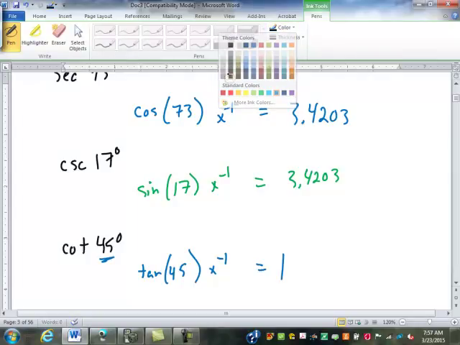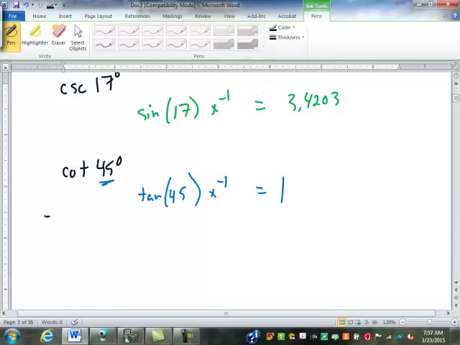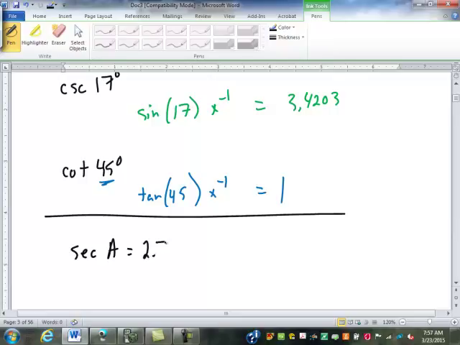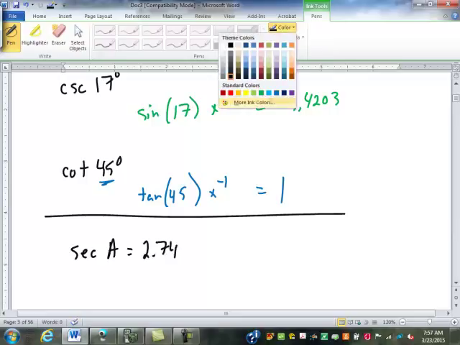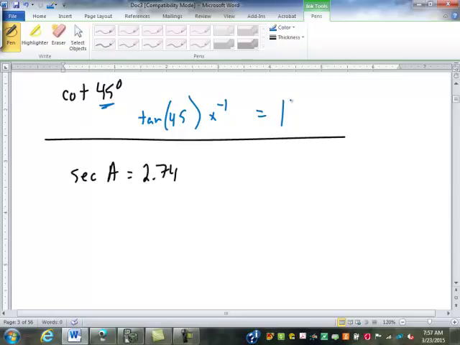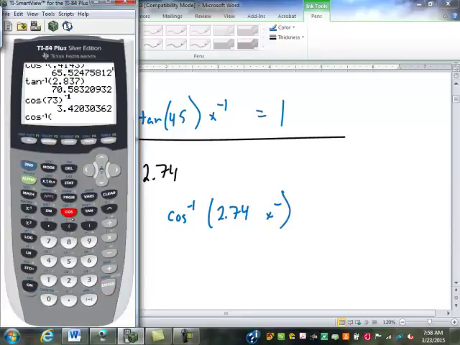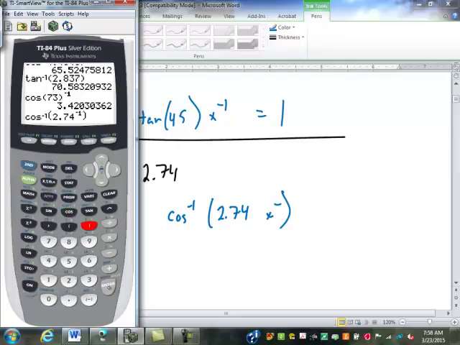Now we're going to do it the other way, where we're given the value of the function and we're looking for the angle. That goes on the inside. Now the x negative 1 will go on the inside. So if I'm told that the secant of angle A equals 2.74, so now it's going to be inverse cosine, so cosine negative 1 or second cosine, 2.74, and the x negative 1 goes on the inside of the parentheses. So second cosine, 2.74, x negative 1, then close the parentheses. 68.59.